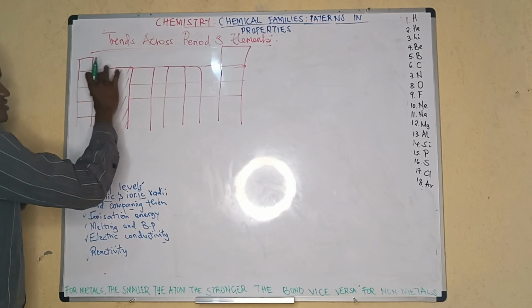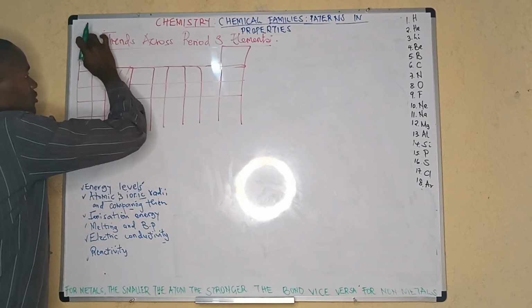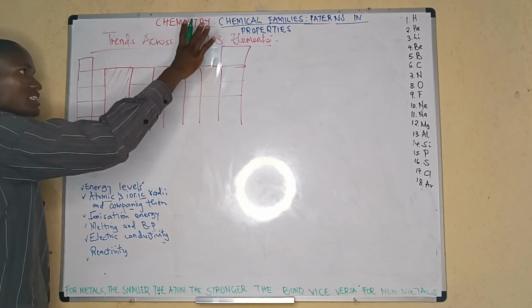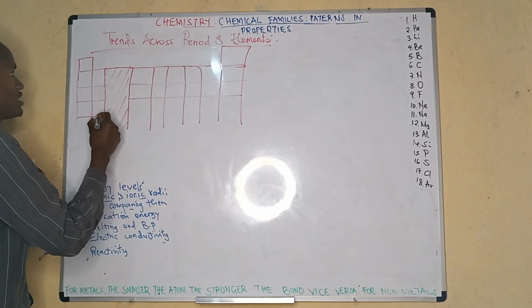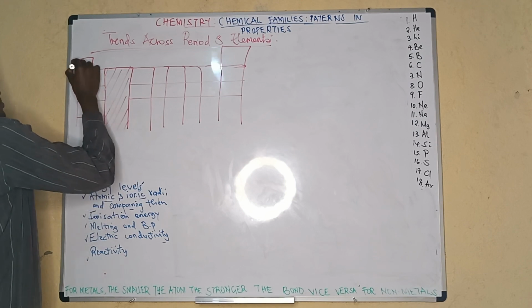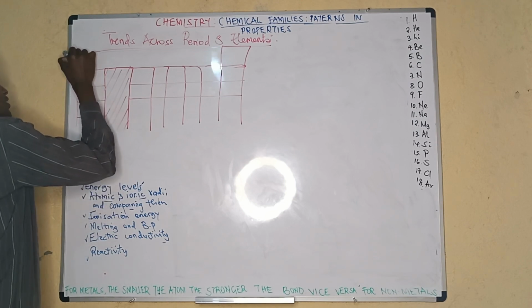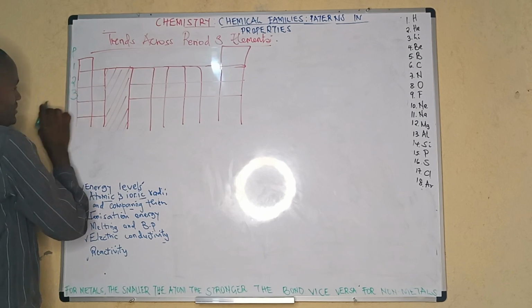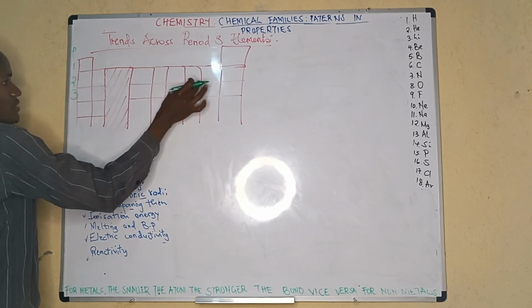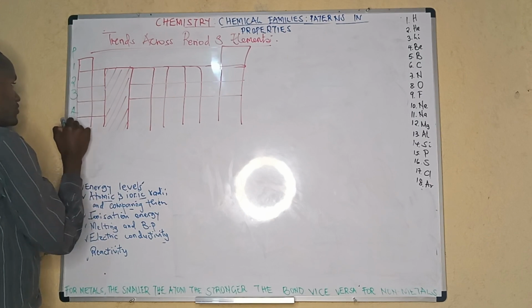We said periods are these horizontal arrangements. These are groups. Group 1, 2, 3, 4 groups. We said they are named using Roman numerals. Periods are named using the number system. Number 1, that is period 1. Period 2, and our famous and anticipated period 3 is over here. That is period 3. And then you have period 4 here.